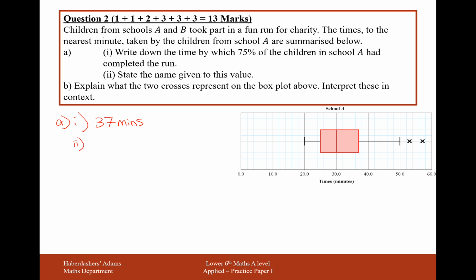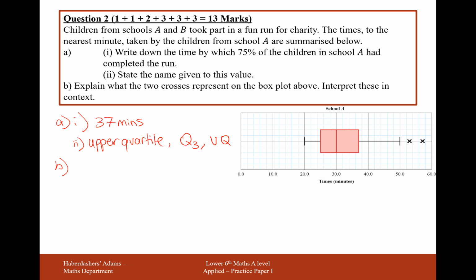Part 2 here is state the name given to this value. This is the upper quartile. It could be known as Q3 or UQ. Best to give a few different answers there if you know all or a couple of them. Explain what the two crosses represent on the box plot above.